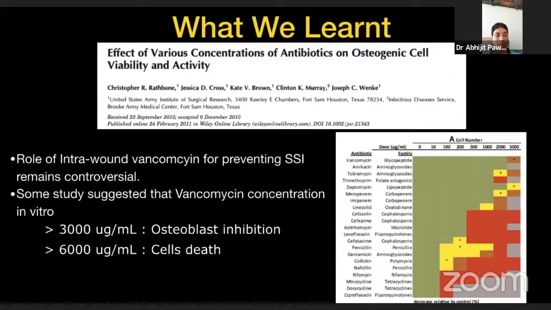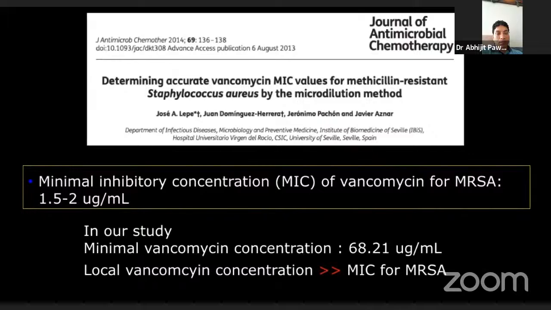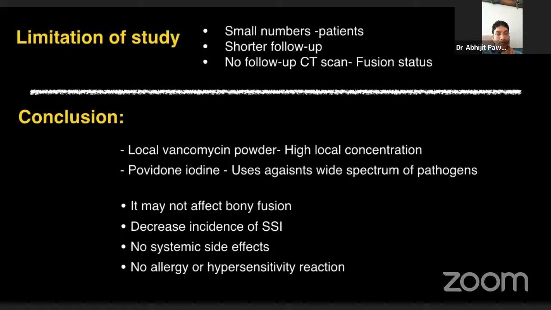The role of intra-wound vancomycin for preventing surgical site infection remains controversial. Some studies suggested that vancomycin concentration in vitro of more than 3000 micrograms inhibits osteoblasts and more than 6000 micrograms leads to cell death. Minimal inhibitory concentration of vancomycin for MRSA is 1.5 to 2 micrograms. In our study, the minimal vancomycin concentration is 68.21 and the local vancomycin concentration is very high compared to the minimal inhibitory concentration for MRSA. We concluded that local vancomycin powder has a high local concentration.